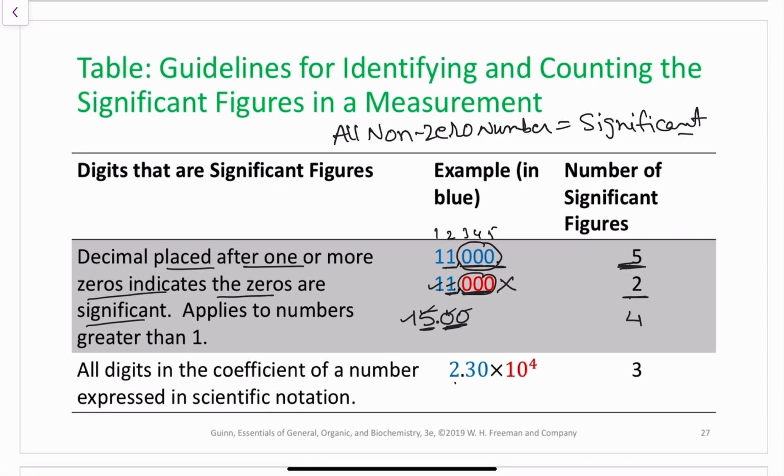The other rule says if the number is given in scientific notation, then you don't need to worry about the exponent, just look at the decimal part, or the coefficient part, which is 2.30. Again, the last digit is 0, but you have a non-zero number in front of it and you have a decimal, so this 0 also becomes significant. So how many significant numbers do you have in this 2.30? 2 and 3 are non-zero, so they are significant, but because of the decimal this 0 also becomes significant. So you have 3 significant numbers in here.